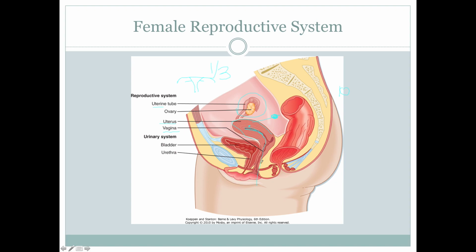Different than what we see in the male physiology, the bladder and urethra are not associated with the same lumen that the gametes are going to use. So the bladder and then the urethra, they are separate. There is a separate opening up here, and then there's the vaginal opening down here. All right, this here is the pubic bone.